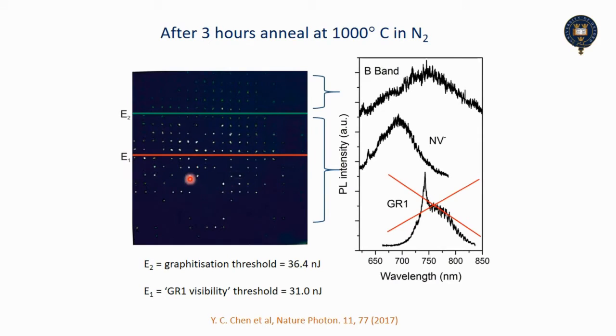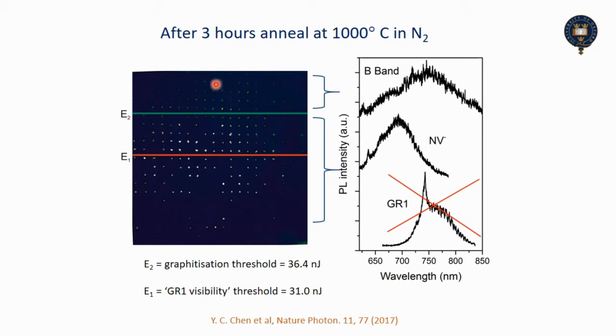And we can see evidence that we are creating individual NV defects, because in some sites, especially at the bottom of the figure here, which is in a region below where we were able to see the GR1 fluorescence on the previous slide, we can see sites where no fluorescence occurs, so no NV has been created, and sites where we see fluorescence from an NV center.